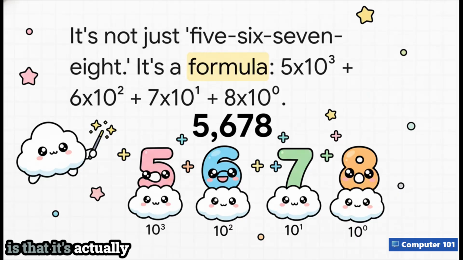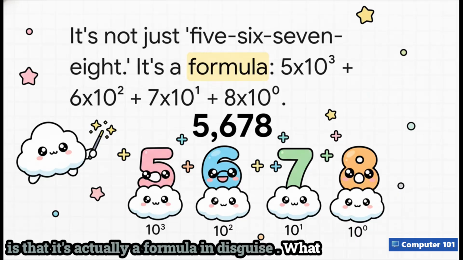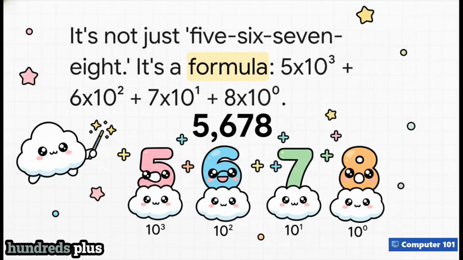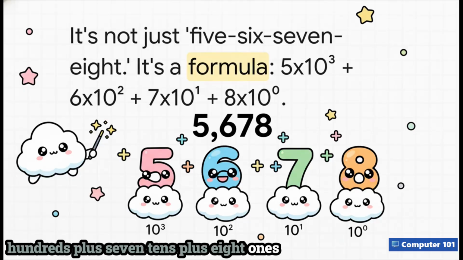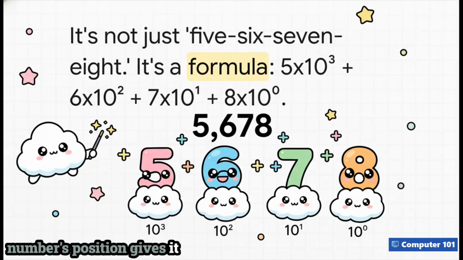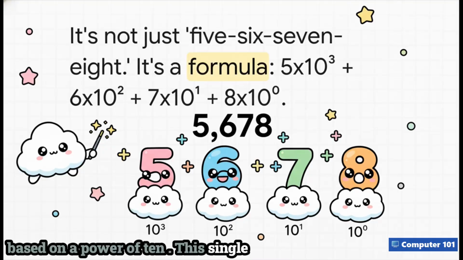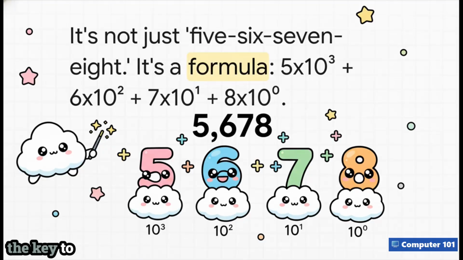Well, the secret is that it's actually a formula in disguise. What it's really saying is we have 5,000s plus 600s plus 7 tens plus 8 ones. Each number's position gives it a specific value, a weight, based on a power of 10. This single idea right here is the key to unlocking every other number system we're going to look at.